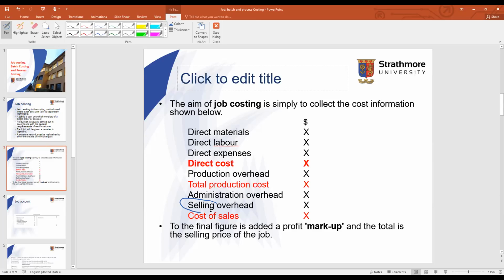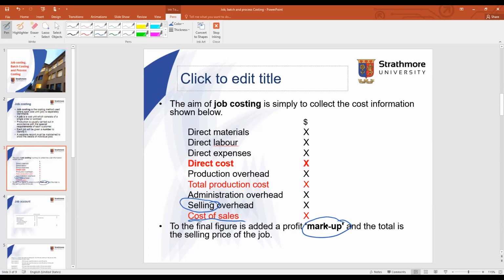Okay, this is the cost of sales. Anyway, that's how we get the cost of the job. Once you're able to determine all the costs you have incurred in making that product, of course you charge a profit on top of it. There'll be what is called a markup.